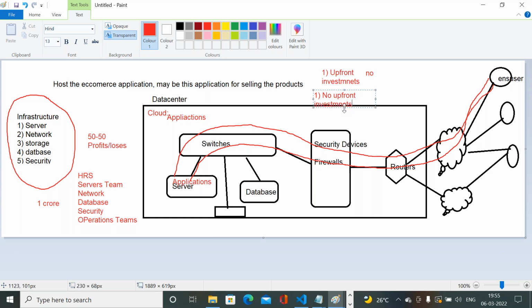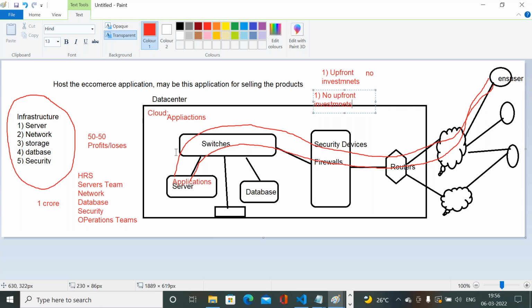This means if you want to host some applications in the data center, we need to invest a huge amount of money, right? Because of procurement of the servers, networking, storage, database, and security. Since he is a startup and the application is very new, there is a 50-50 chance of getting a profit. But with the cloud, most companies, startups, even mid-range companies are looking to the cloud. Without procurement, without upfront investments, they can simply host the applications using cloud technologies and start serving customers.